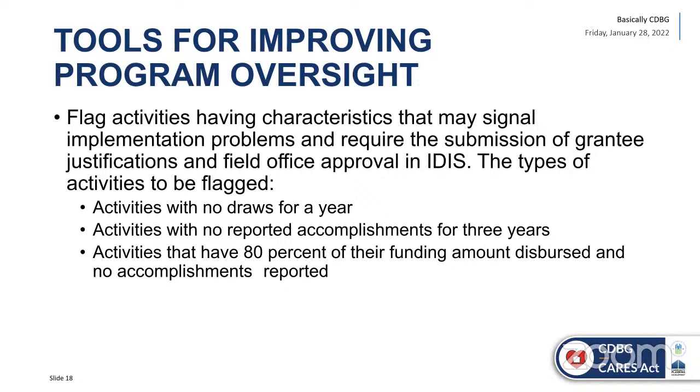IDIS flags activities that may have an implementation problem and requires grantees to submit a justification to the field office. So what types of activities do we flag? We flag three types of activities. The first, activities that do not have draws for a year. Second, activities that did not report accomplishments for three years. And also if activities have drawn down 80% of their funded amount but have not reported any accomplishments, we flag them.